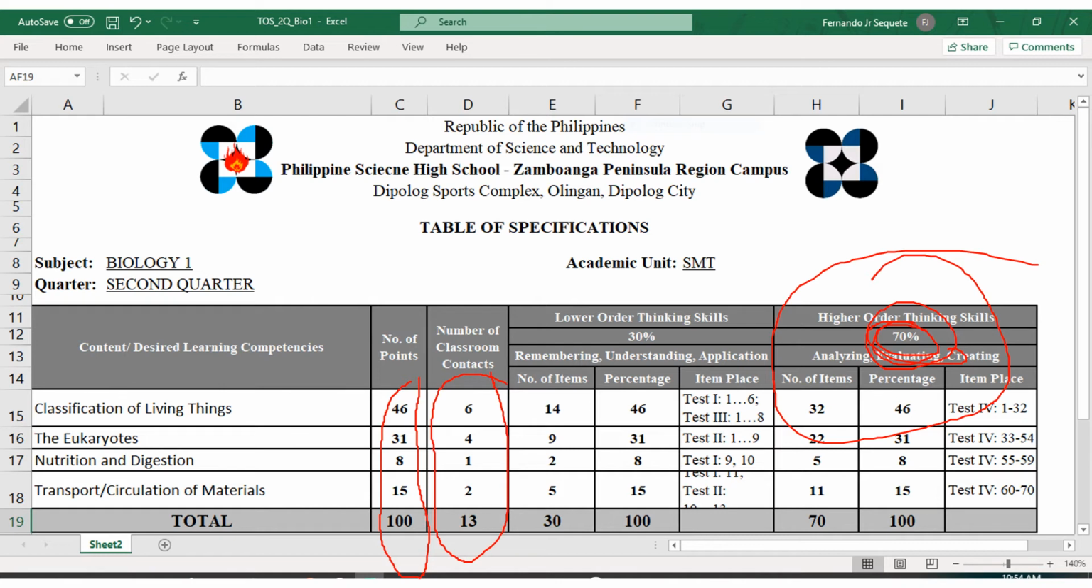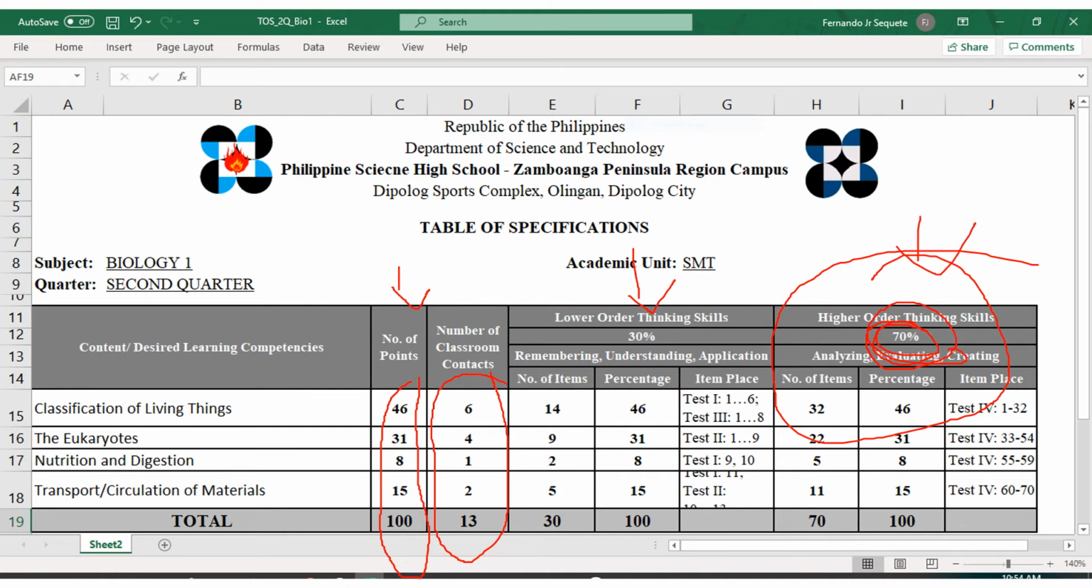Sir, how do we know the number of points? Okay, the number of points. Remember, we discussed how to identify the number of items. You just have to use that formula to identify the second column. Next, right after that, you have the number of points. In this second column, the number of points will now be divided. Not technically or literally divided. Meaning to say, we have to identify the percentage of items that fall under lower order thinking skills and higher order thinking skills.